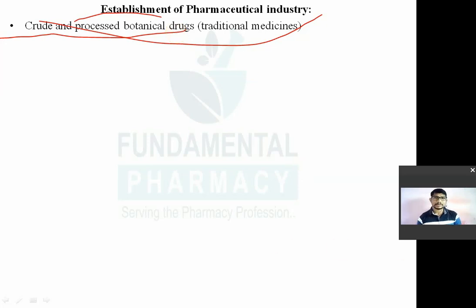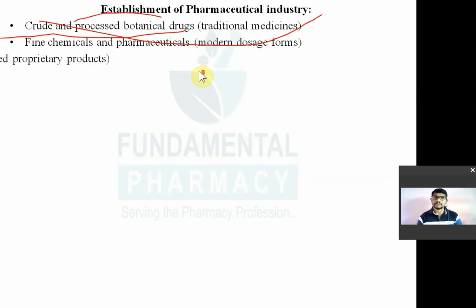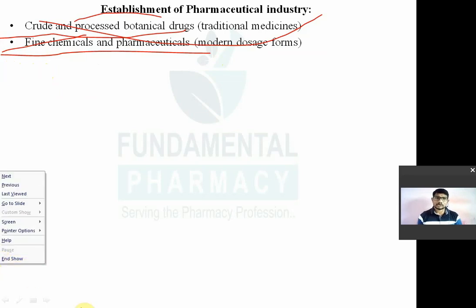There are certain companies which deal with fine chemicals and pharmaceutical products. Fine chemicals and pharmaceutical products means what? It means purchasing raw material and chemicals, and converting that raw material into formulation. That is nothing but fine chemicals and pharmaceuticals. We call them modern drugs.